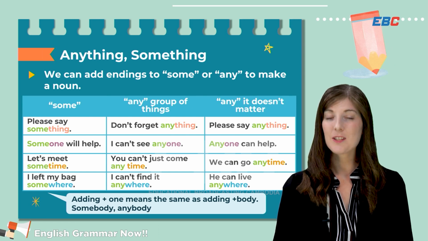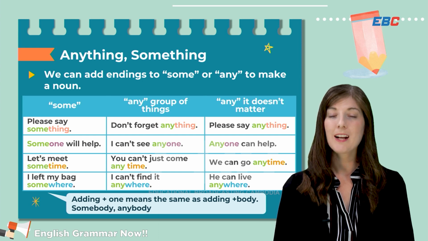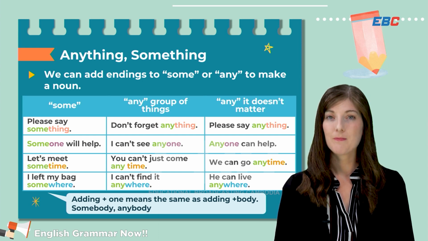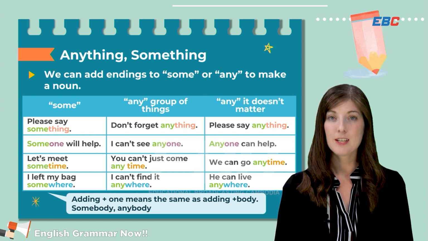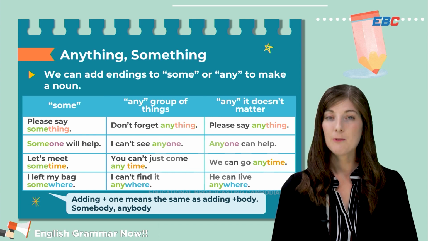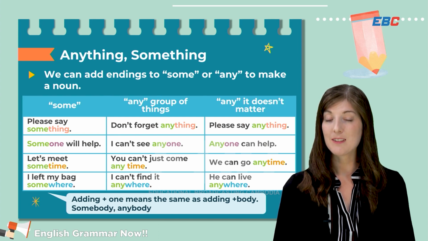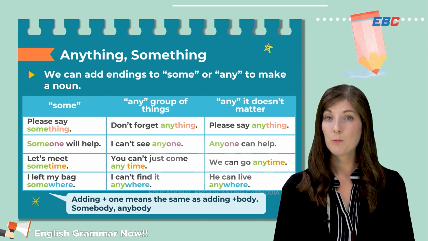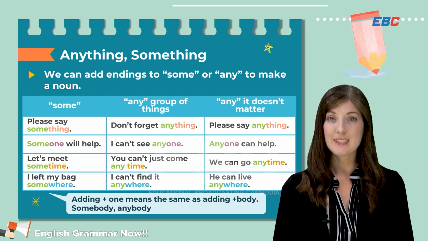Let's take a look at some words we can add to the end of any and some. These words will change it into a noun, but also show what kind of thing we're talking about. If we add thing on the end of any or some, it means we're talking about some kind of noun. If we add one or body on the end, we're talking about a person. If we add time, we're talking about a time. And if we add where, we're talking about a place.